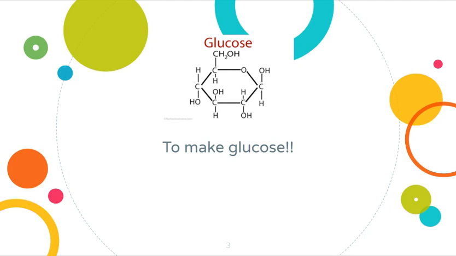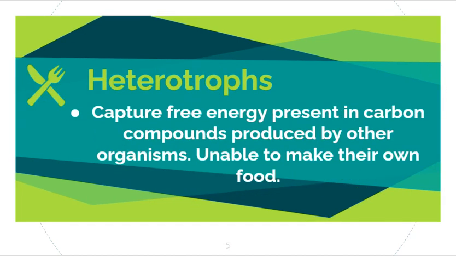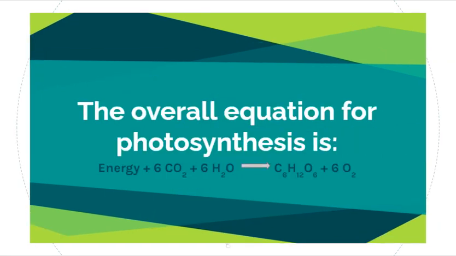So the whole point of photosynthesis is a plant is making glucose, right? Because plants are autotrophs. Remember this? So they are feeding themselves by making their own glucose. Whereas us, we're heterotrophs. We can't make our own glucose, so we need to eat things that made glucose, okay? Or eat things that ate things that make glucose, right? And remember, here's our overall equation. Energy plus carbon dioxide and water makes glucose and oxygen.